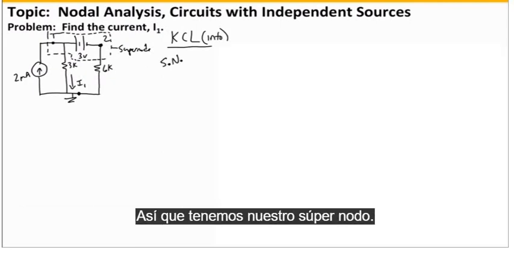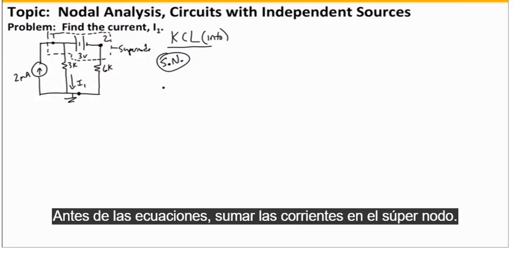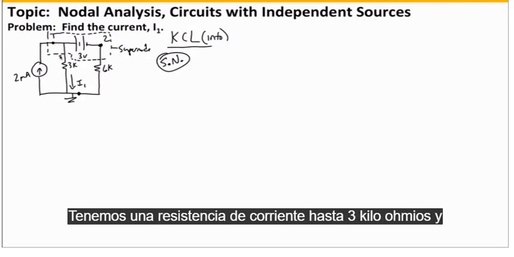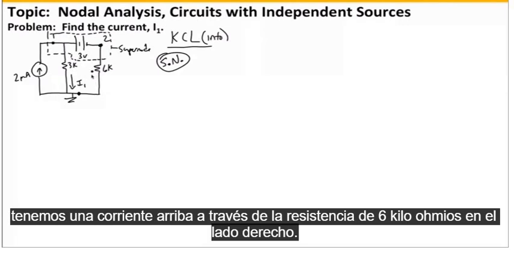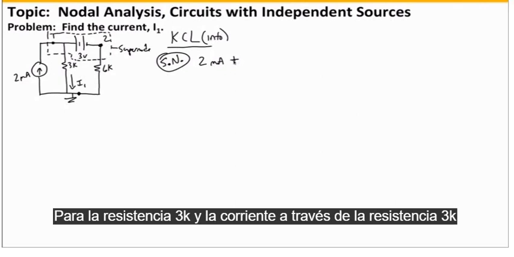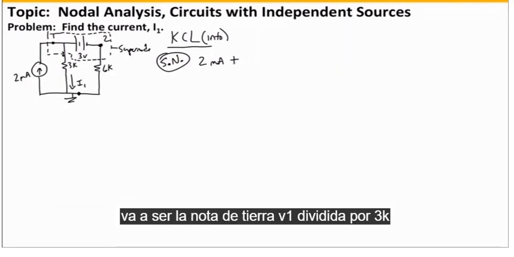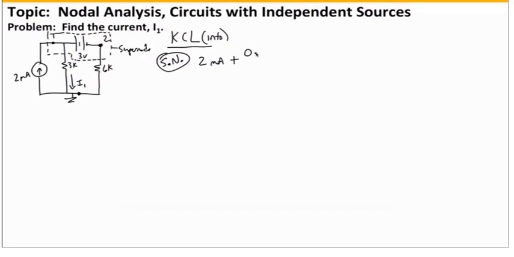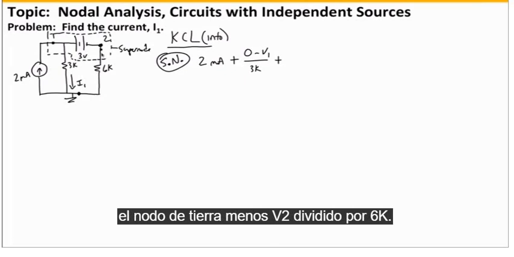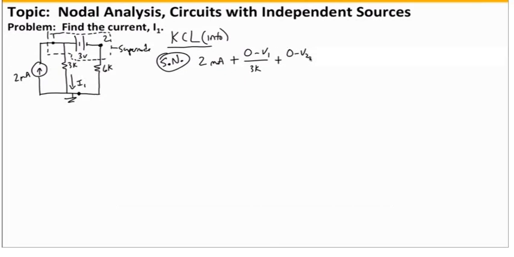So let's do that. We write an equation summing the currents into the supernode. We have a current of 2 milliamps flowing in, we have a current up through the 3 kilo ohm resistor, and we have a current up through the 6 kilo ohm resistor on the right-hand side. So summing those currents, we have 2 milliamps flowing in, plus the current through the 3K resistor, which is the ground node minus V1 divided by 3K, plus the current up through the 6 kilo ohm resistor, which again is the ground node minus V2 divided by 6K, and that's equal to 0.